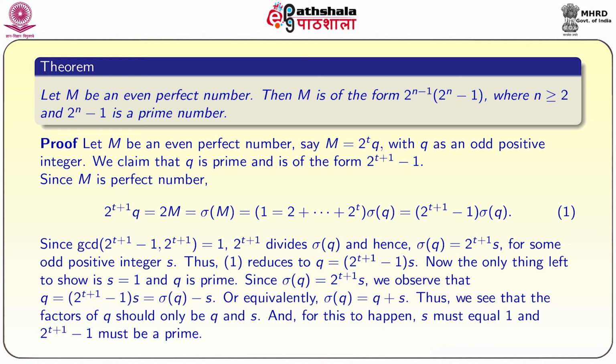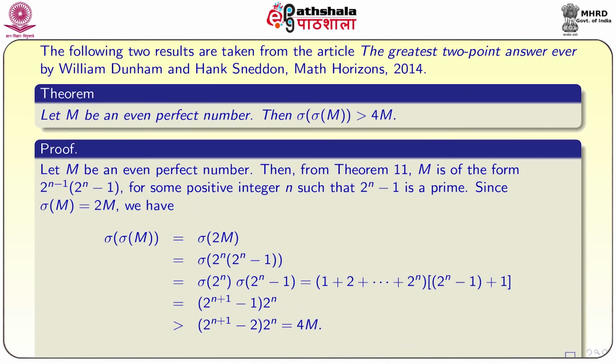Thus, we see that the factors of q should be only q and s. This happens only if s is equal to 1 and 2^(t+1) - 1 is a prime. The following two results are taken from the article "The Greatest 2-Point Answer Ever" by William Dunham and Hank Snedden, Math Horizons, 2014.